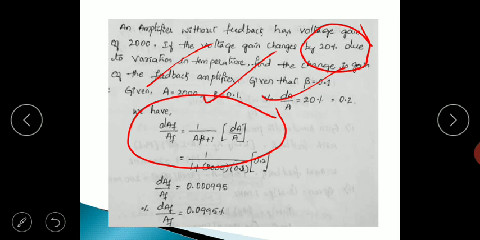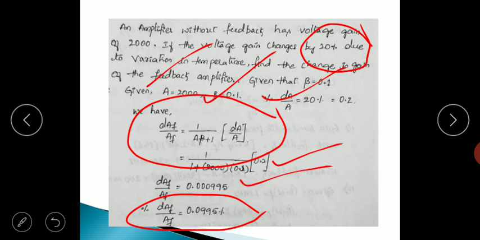dA by A is given, that is 0.2. Then 1 divided by 1 plus A beta is 0.1 and A is 2000. So if you substitute all, you will get dAF by AF as 0.000995, and if you want to express it in percentage, then dAF by AF is equal to 0.0995 percentage. That is how we can determine the change in the gain with feedback.